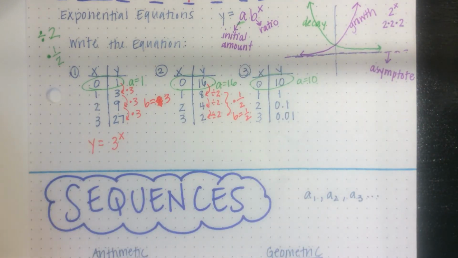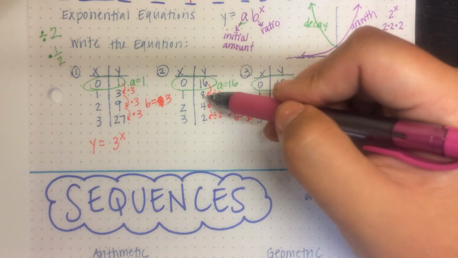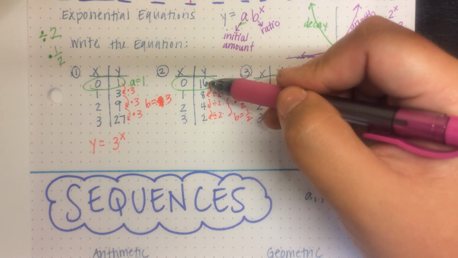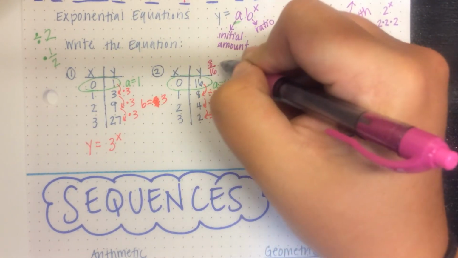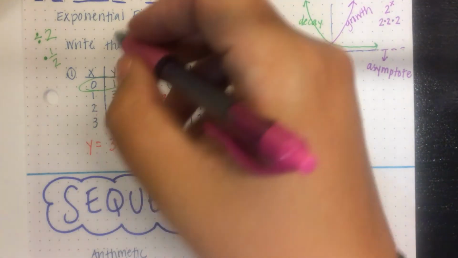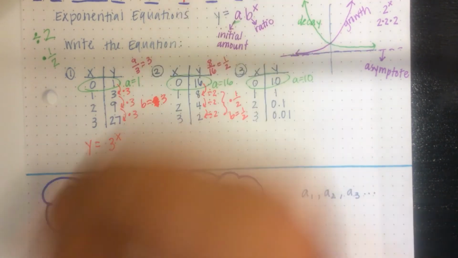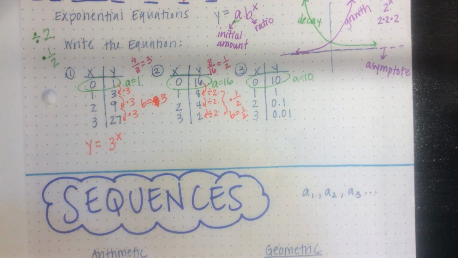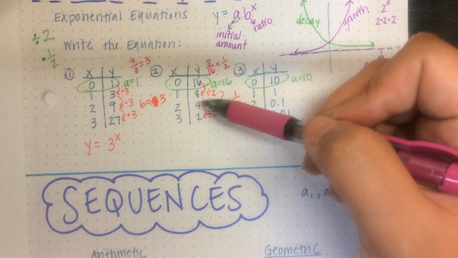Now, a shortcut for figuring out how to find b, if you can't easily see it, is to take one y value divided by the one before it. So in this case, I would take 8 divided by 16, and then I simplify and I get 1/2. That's my ratio. For this one, I could do 9 divided by 3. That's 3, so 3 is my ratio. So if you can't quickly see it, just take one of your y values and divide it by the one before it. You have to make sure you go from the second one to the first one, or the fourth one to the third one.